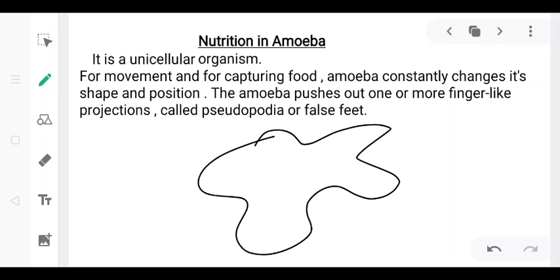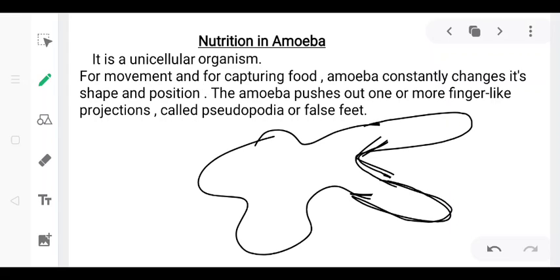So what amoeba does is, whenever it sees any food, it extends its pseudopodia. Pseudopodia means, like you can see here, it will extend this part of its body, and this is called pseudopodia, or we can also call it false feet. False feet means it will not last forever.